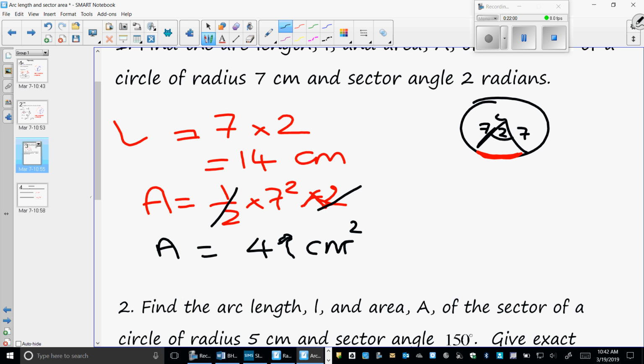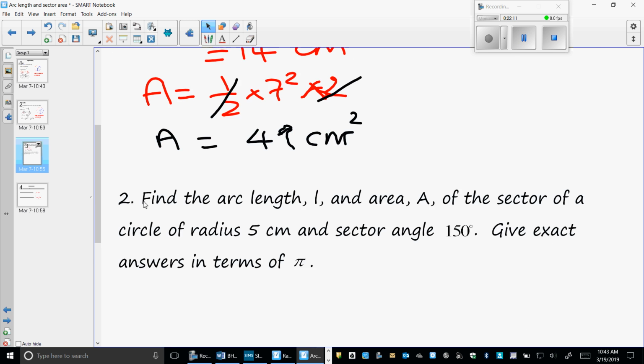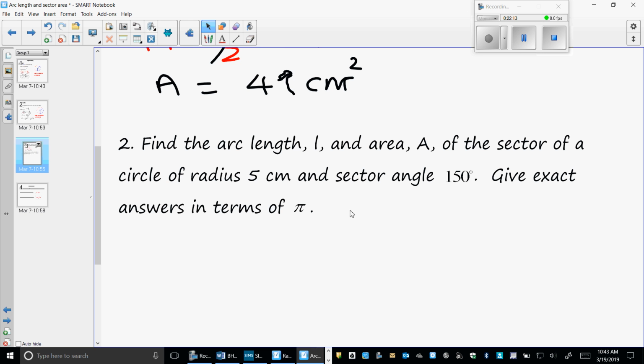That says 49 very clearly, centimeters squared. Because we knew that 7 times 7 is 49, didn't we? You didn't even use our calculator there.